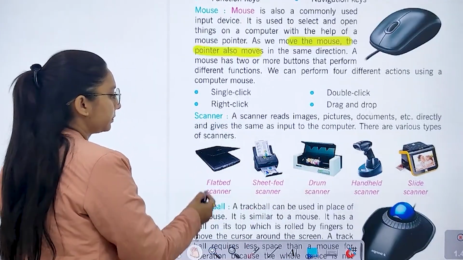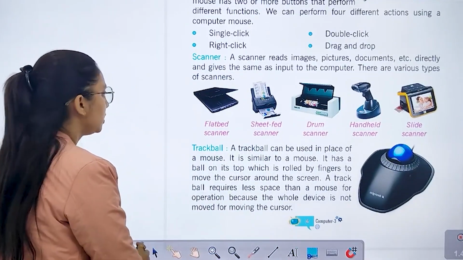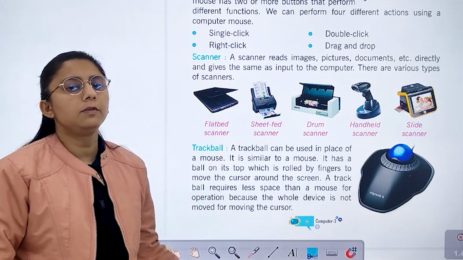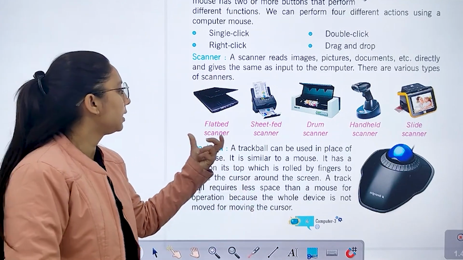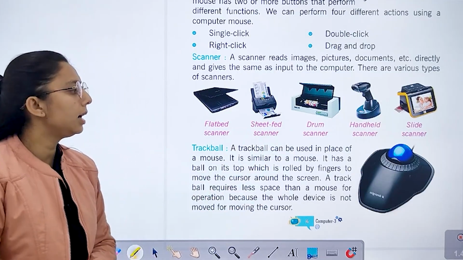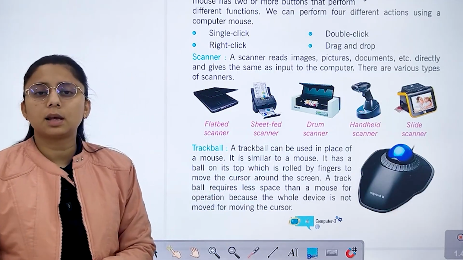Next is scanner. What is scanner? It is used to scan images, pictures, documents, right? And we have different types of scanners like flatbed scanner, sheet-fed scanner, drum scanner, handheld scanner, slide scanner.